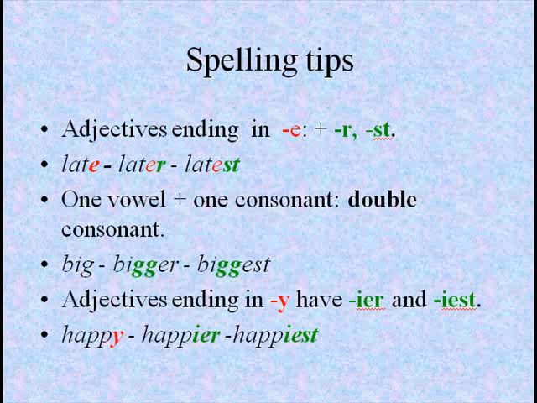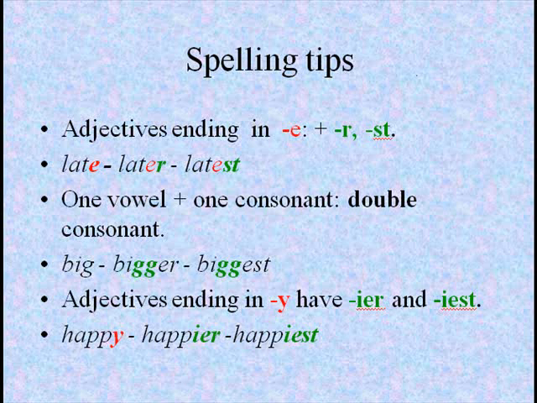Here we are presenting some spelling tips for comparative and superlative. Adjectives ending in e take r, st. Late, later, latest. One vowel plus consonant, double the consonant. Big, bigger, biggest. Adjectives ending in y have ier and iest. Happy, happier, happiest.